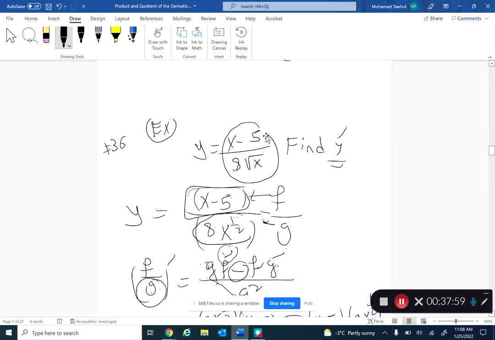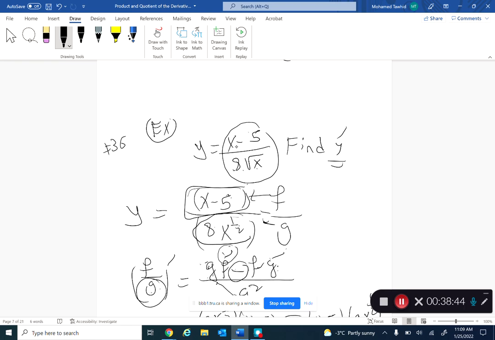What you have? You have x minus 5 divided by. You see, I want for you to note something here, guys. Read the question a little bit loud, so that you can hear yourself. You see, x minus 5 divided by. When I say divided by, right away use quotient rule. When you hear multiply, then you use product rule. So, whenever you hear multiply, product rule. Whenever you hear divided by, quotient rule. Okay? So here, x minus 5 divided by 8 multiplied by square root of x. Right? So now you have a fraction. I said divided by.